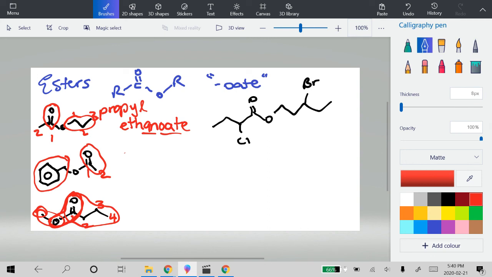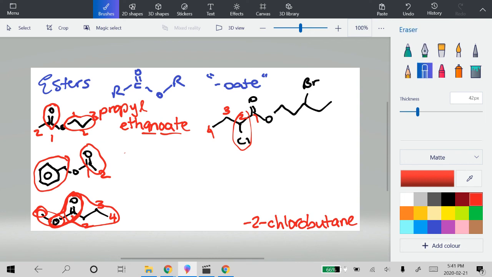So start numbering your backbone. It'll be 1, 2, 3, 4. And off of my backbone, I have a 2-chloro. So I'm going to start from the end and start with a 2-chlorobutane for the finish of my name. And then I start, oh, sorry, that's wrong. It should be butanoate because that backbone includes the ester bond, oate.